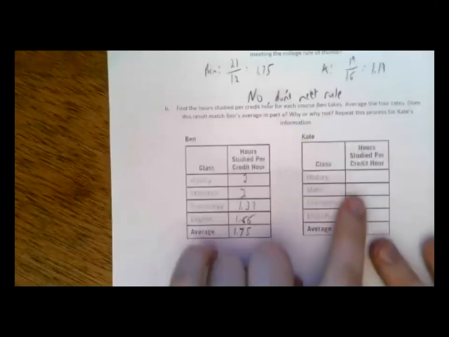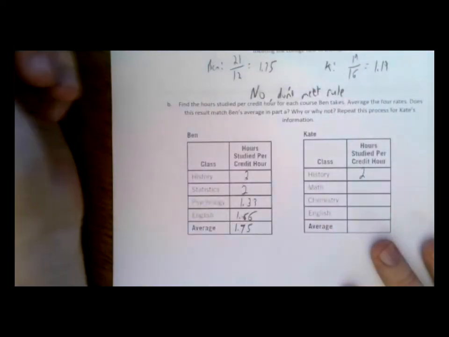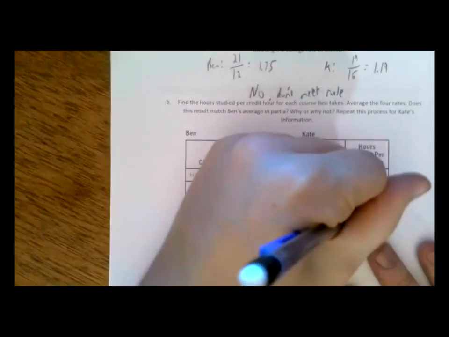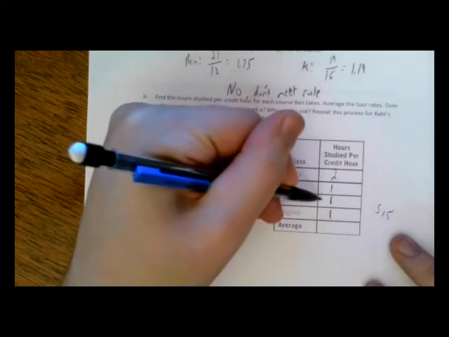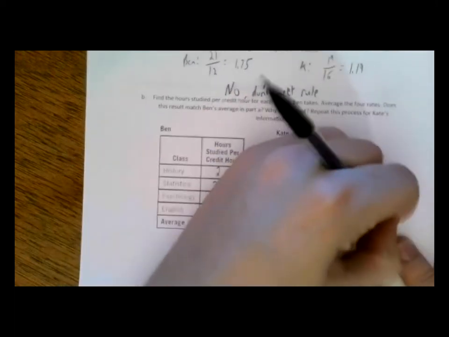Now we can do the same thing for Kate, right? We get history is 6 divided by 3, which is 2. Math is 6 divided by 6, which is 1. We get 4 divided by 4 for chemistry, which is 1. And then English is 3 divided by 3, which is 1. Right? So to find our average, we add all those up. That'll be 2 plus 1 plus 1 plus 1, which is 5, divided by 4. And we get 1.25.